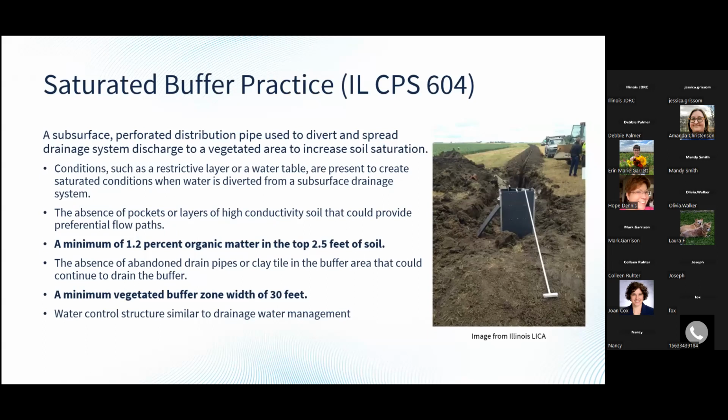Saturated buffers are Illinois Conservation Practice Standard 604 and use water control structures similar to those utilized in drainage water management. Saturated buffers are also site-specific and require certain conditions, including a minimum of 1.2% of the organic matter in the top 2.5 feet of soil, and a minimum vegetated buffer zone of 30 feet with that stream or ditch. And then other considerations include the absence of abandoned drain pipes or any clay tile that is in that buffer area that could continue to drain that buffer.